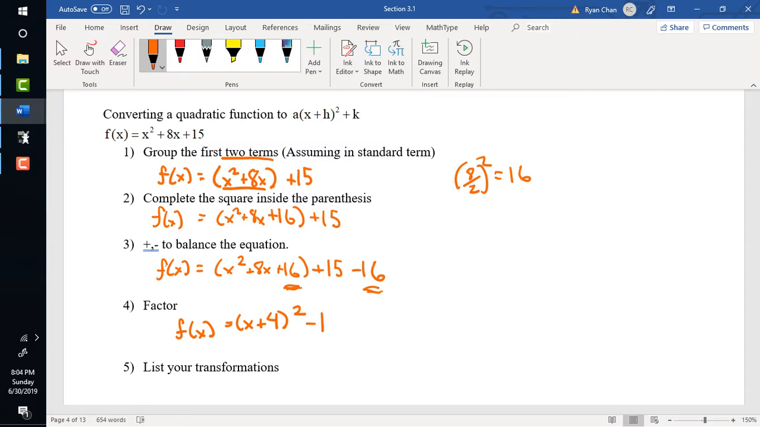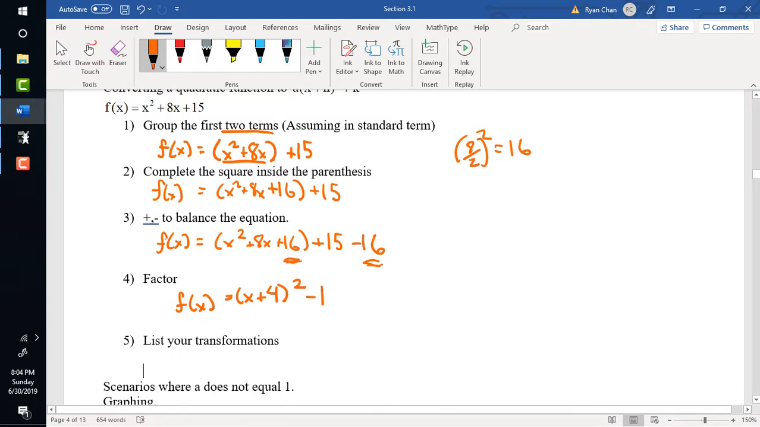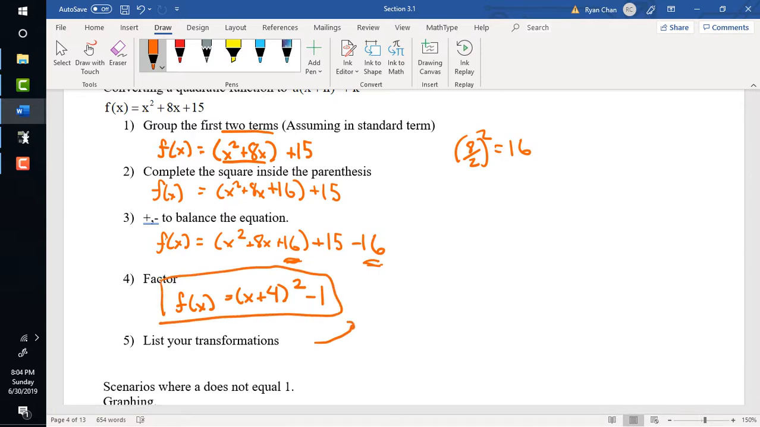Number 5 says list your transformations. Okay. So, the transformations I have are the following. I'm going to the left by 4, and I'm going down by 1. And then they may ask you what your vertex is. My vertex is going to be negative 4, negative 1.